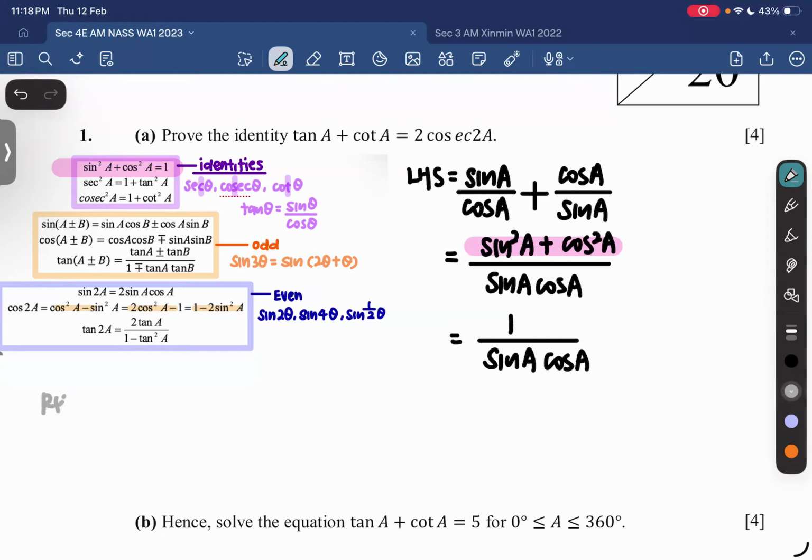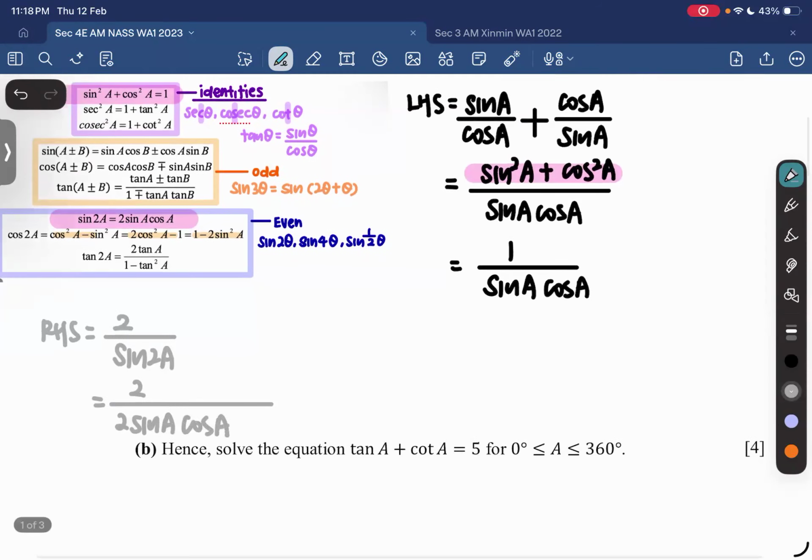I'm going to take my pencil, go to the right hand side. 2 over secant is what? 2 over secant is 2 over sine 2A. How do I open sine 2A? Sine 2A is over here. So that will give me 2 over 2 sine A cosine A. You can see that I can divide top and bottom by 2, right? So if I do that, this is 1, which looks exactly like the one over there.